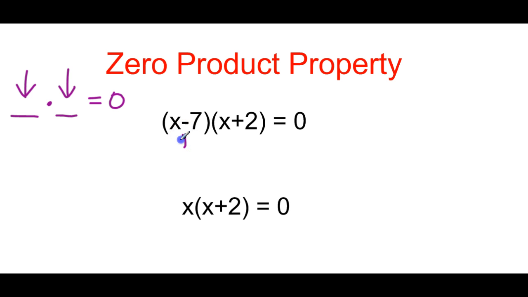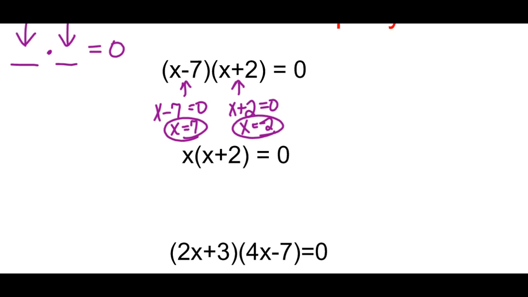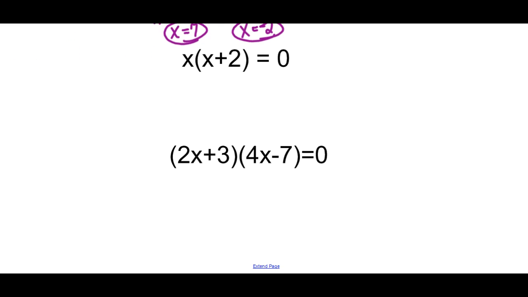So it's either this one, and if you were to set it up, x minus 7 equals 0, then x would have to equal 7 to make that happen. There's one possible answer. Or it could be this one, in which case x plus 2 would be the part that equaled 0, and x would have to equal negative 2. Okay, so pause the video and take a look at the ones I have written here and see if you can figure those out.